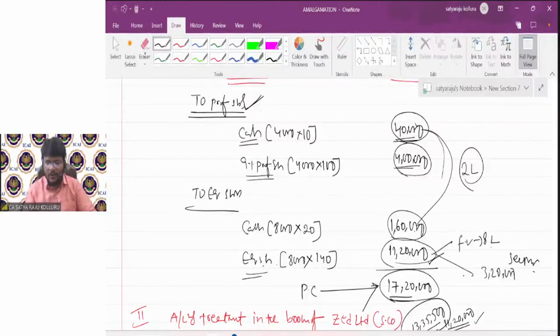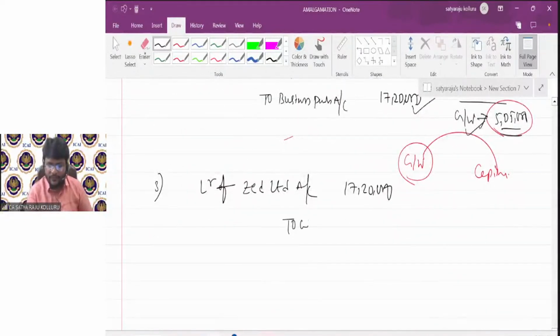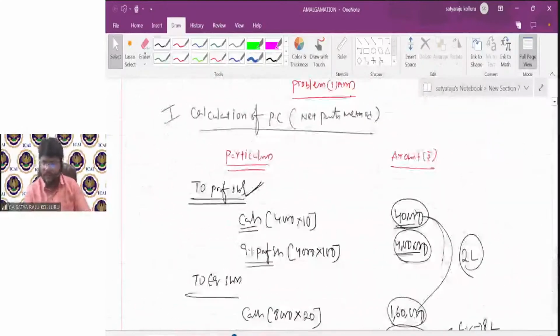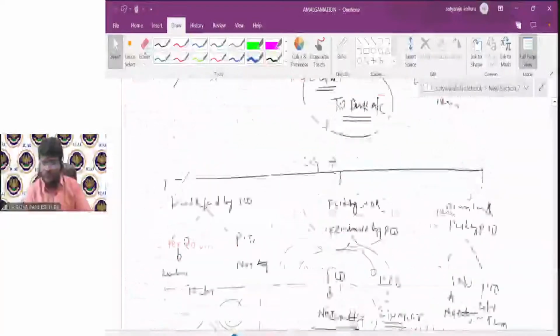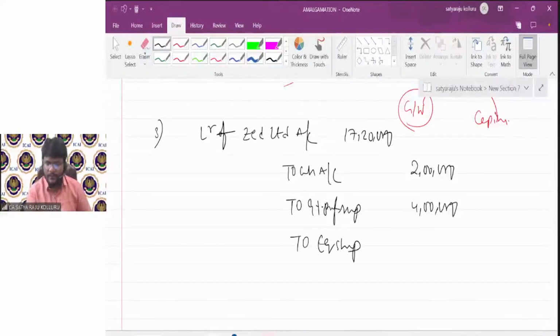Do you understand, all of you? Please, all of you come here. To cash 2 lakh, to 9% preference share capital. How much, guys? Just now we saw 4 lakhs, which is 4 lakhs. Next, to equity share capital. Equity share capital, how much? 8 lakhs is the face value, and the securities premium is 3,20,000.